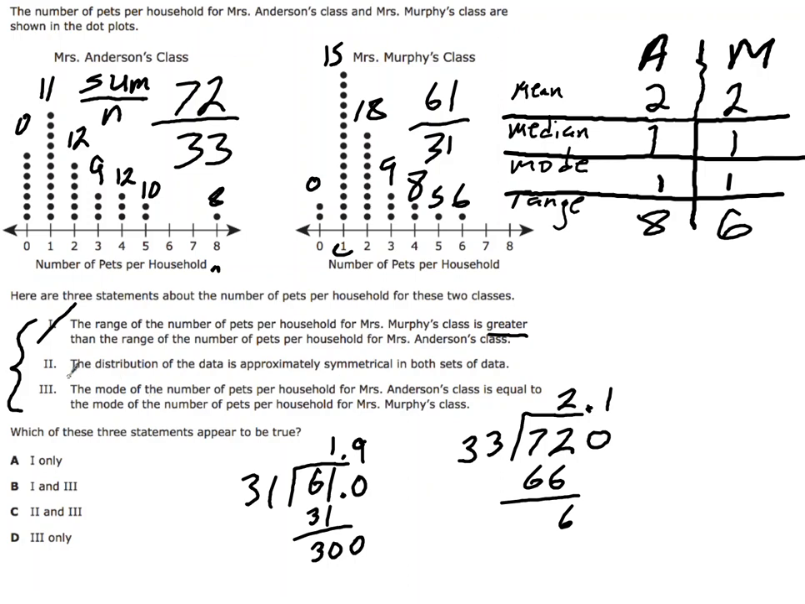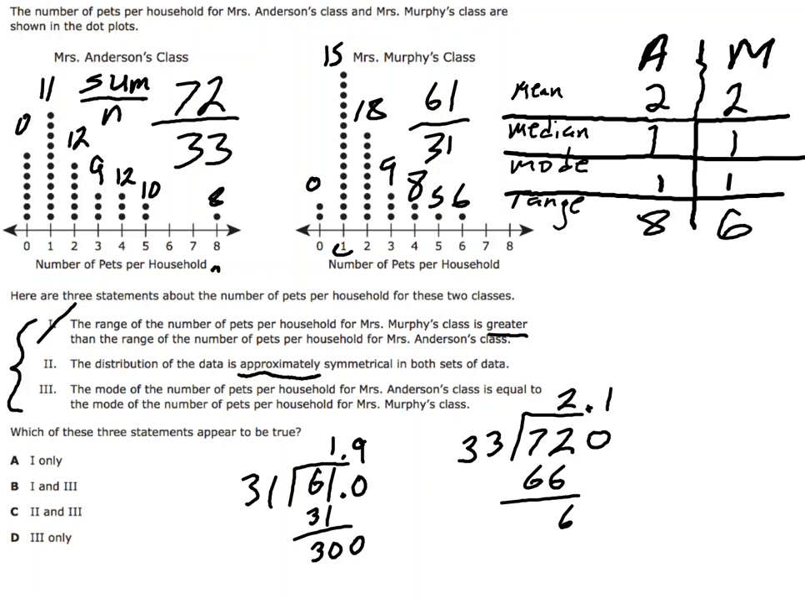The distribution, so we go to number 2. The distribution of the data is approximately symmetrical in both sets of data. Here it says approximately. And we know that we rounded on the mean, but the median and the mean are not the same. So I'm skeptical of that. That word approximately means close. Is it about the same? So I'm going to put a maybe on number 2.